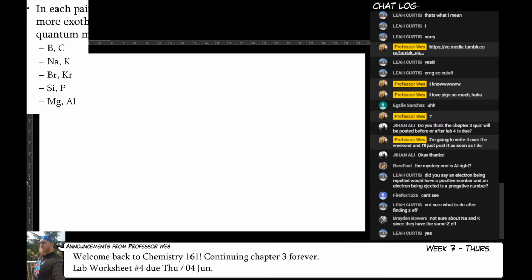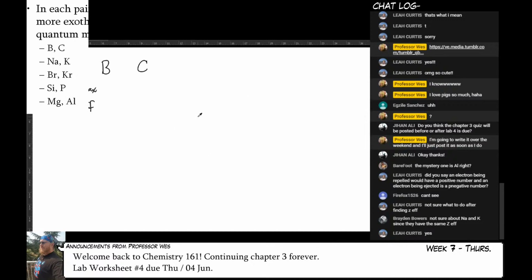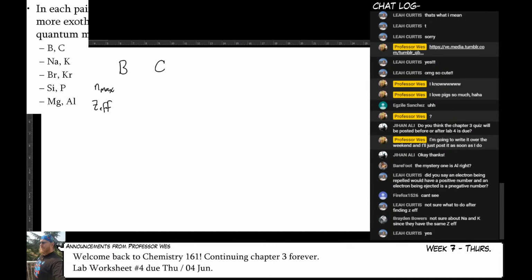So I want to compare boron and carbon. And just like I was doing with ionization energy, I'm going to compare the max N and Z effective. And let me zoom that in a little bit and move it over.